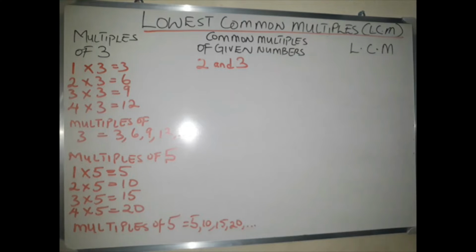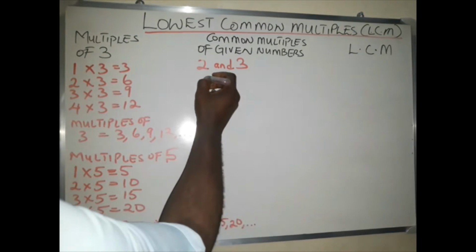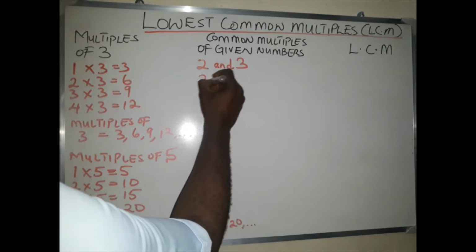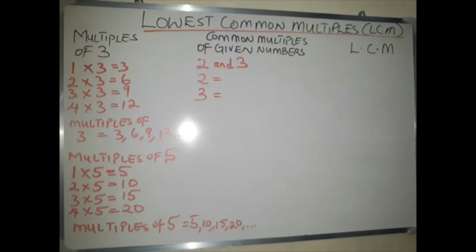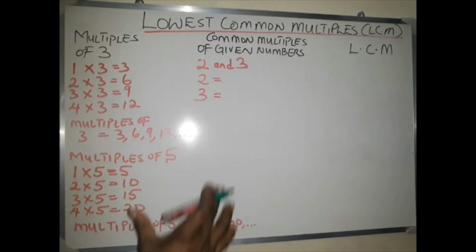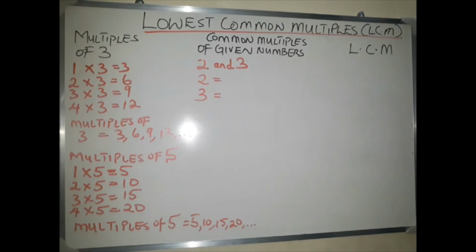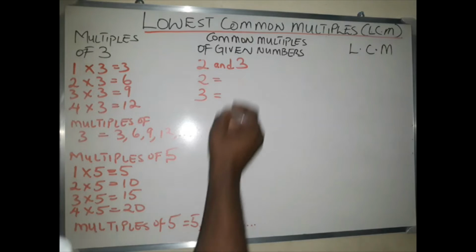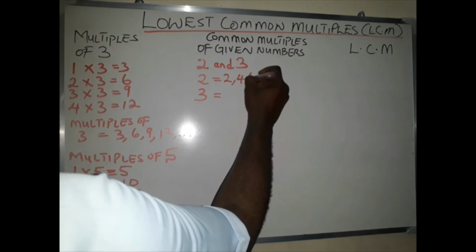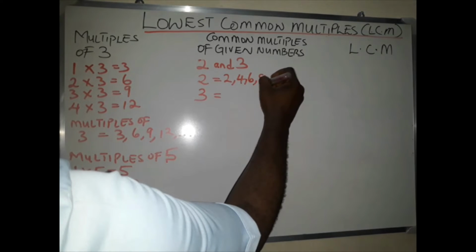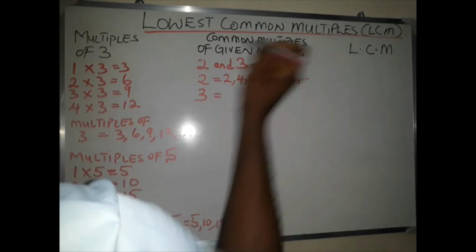So now, use it as an example. We say the common multiples of 2 and 3. The first step is to write out the multiples of 2 and then write the multiples of 3. Using this process, we can write the multiples of 2: 2 times 1 is 2, 2 times 2 is 4, 2 times 3 is 6, 2 times 4 is 8, 2 times 5 is 10, 2 times 6 is 12. Just stop here because of space.